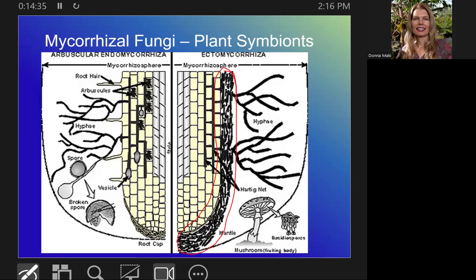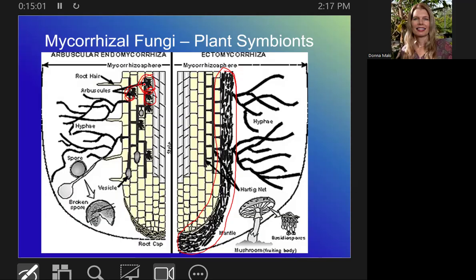On the left, they're showing some differences now. With the arbuscular mycorrhizal fungi, they don't form that mantle over the surface, but they have a lot of biomass that goes into the root tissue. The reason they're called arbuscular mycorrhizal is that they form these branching hyphae in between the cell wall and the cell membranes of the root tissue.